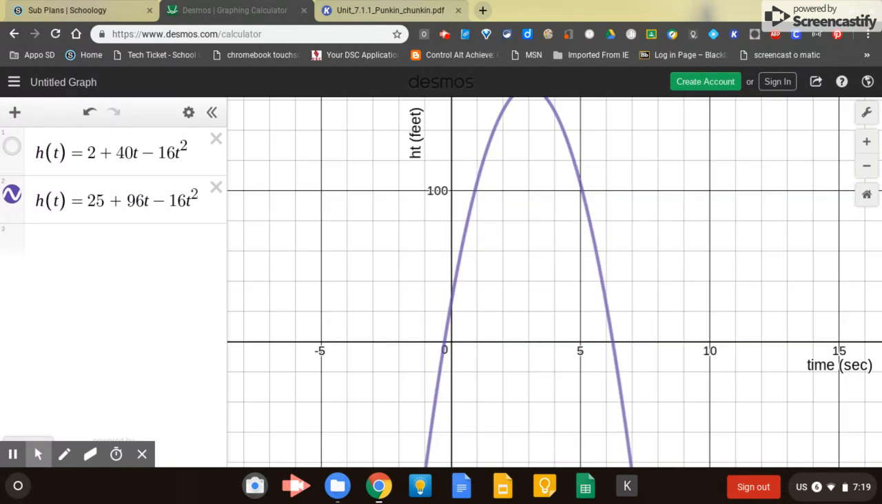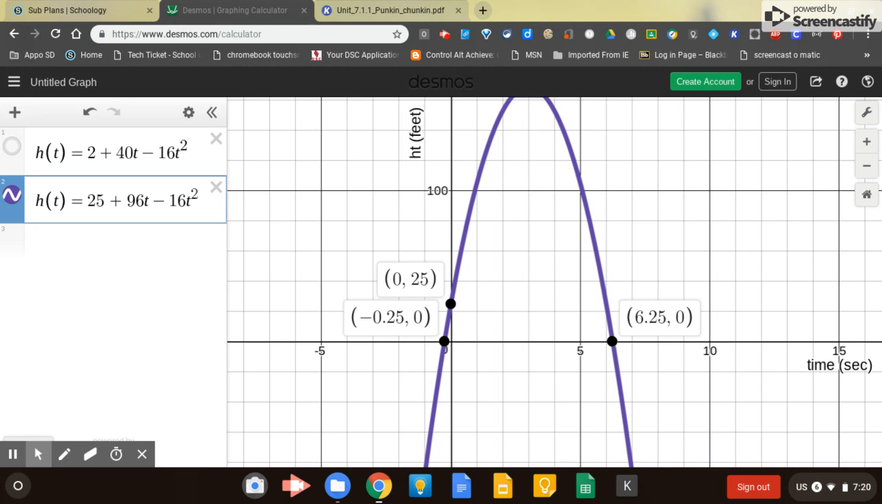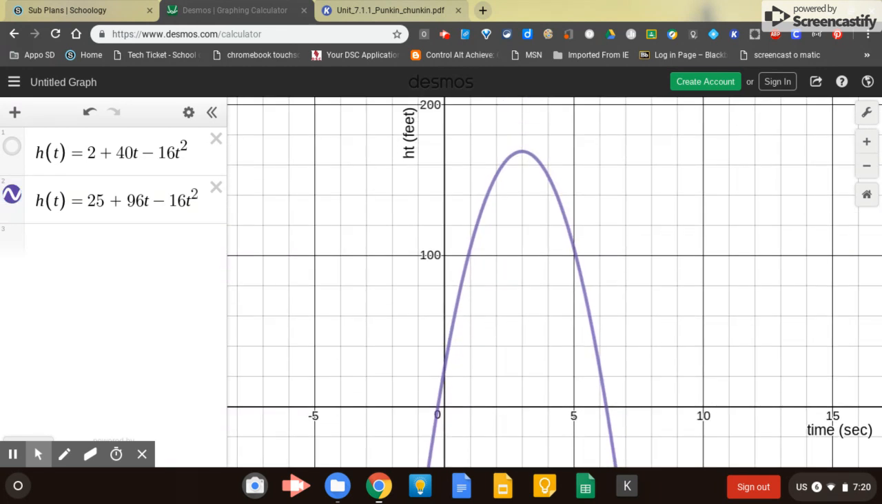So it looks like my other time where it hits the ground. Let's just say I'm shooting a rocket or a pumpkin. I've got this pumpkin 25 feet above the ground, 96 feet per second into the air. It's going to hit the ground again in 6.25 seconds. It was shot at 25 feet above the ground. This one, this negative 0.25, is irrelevant. It doesn't matter. I don't know what was going on before the pumpkin was shot.